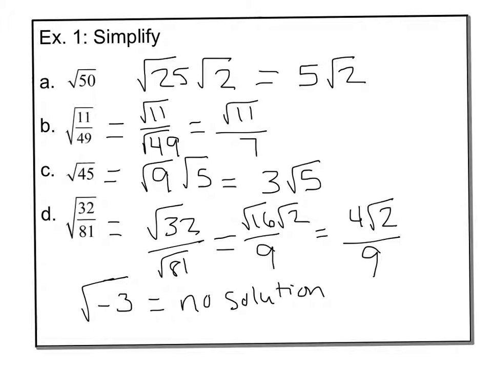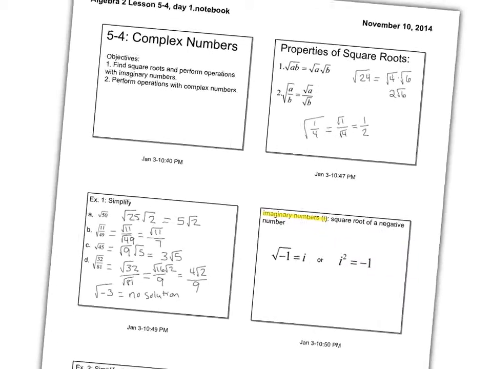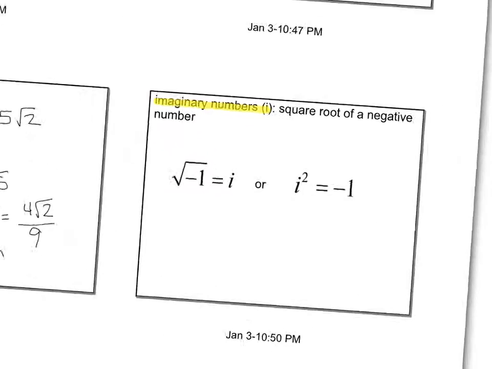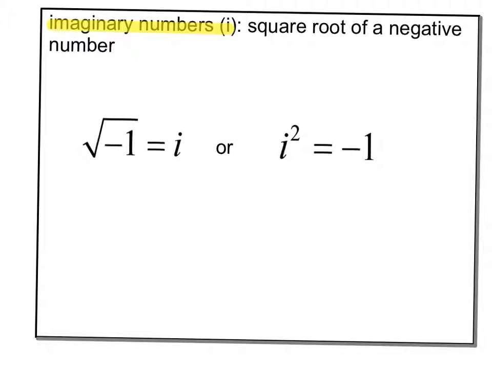Today, however, we're going to come up with a different answer. We're going to talk about imaginary numbers. They are square roots of a negative number, or i. That's what i represents as imaginary numbers. So when I have the square root of a negative 1, it equals i. When I have i squared, it equals a negative 1.